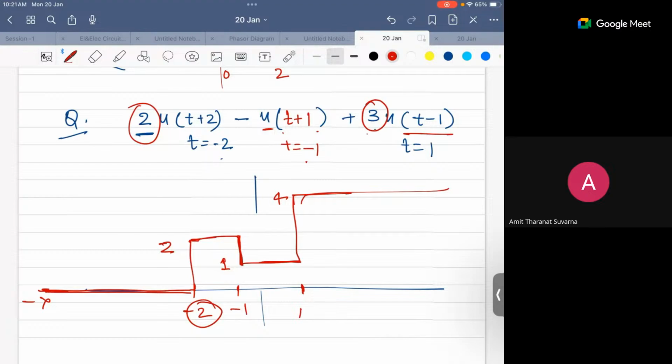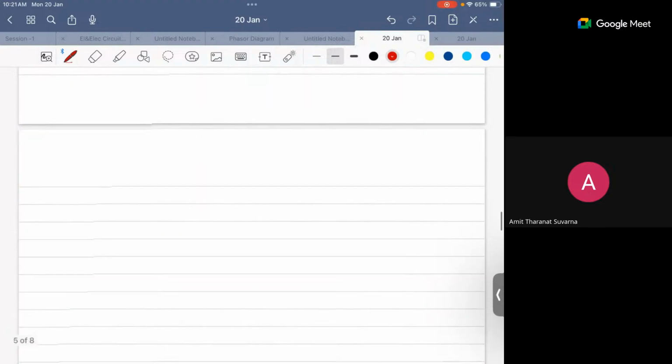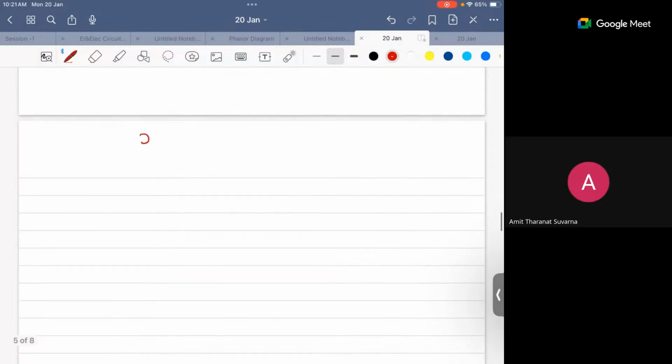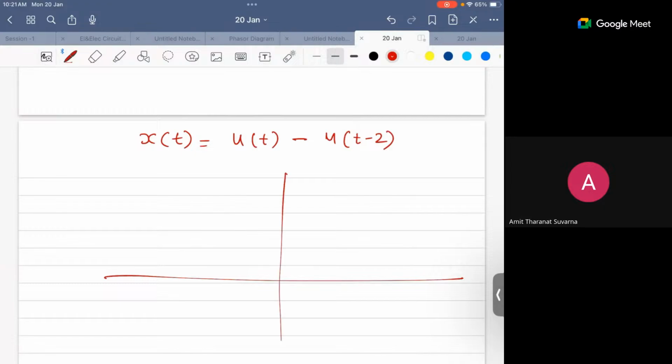Clear? Yes, sir. Okay. Now the next function, and this is how it will be: minus of u of t minus 2. How will you represent this? It started from minus infinity till 0. There is no value that needs to be added, right? So it will be like this. At t equals 0, one magnitude has been added, so 1 has been added, correct? And now again at t equals 2, that one magnitude that has been added, now there should be a drop of one magnitude. So it will come down to 0. So this will be the function.